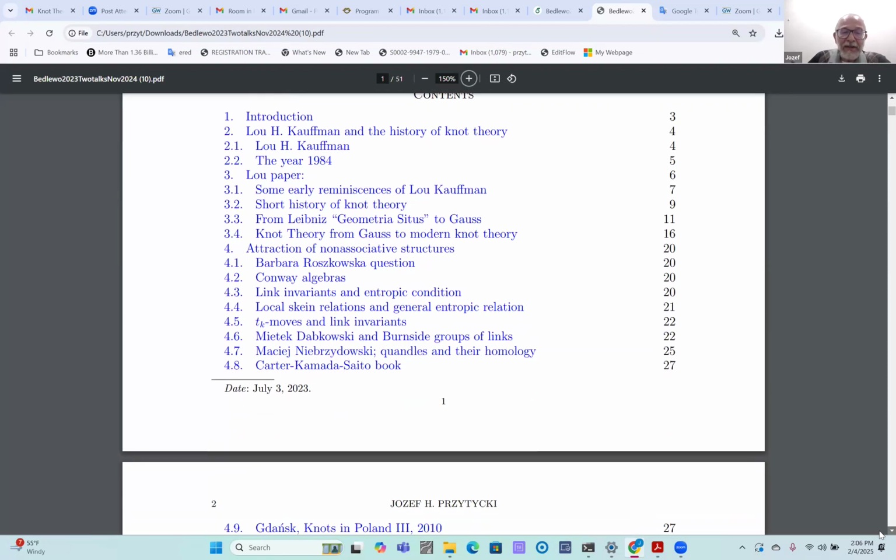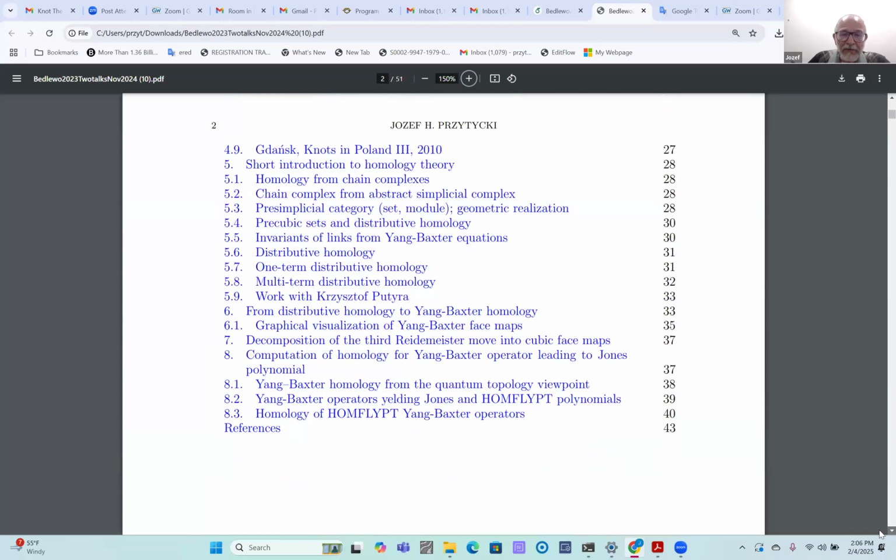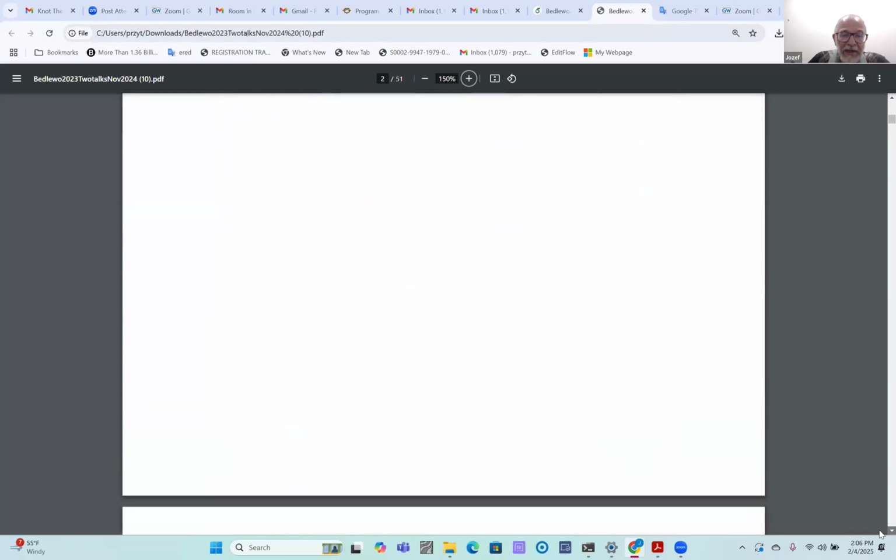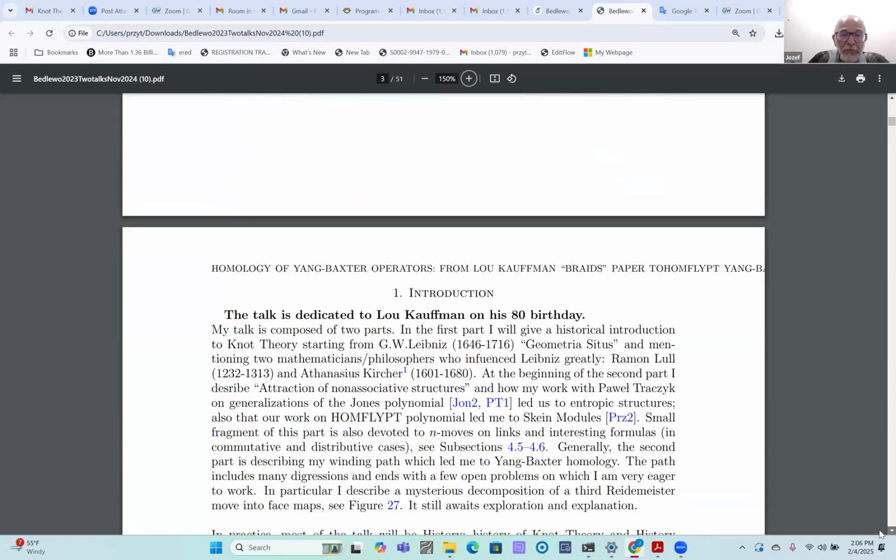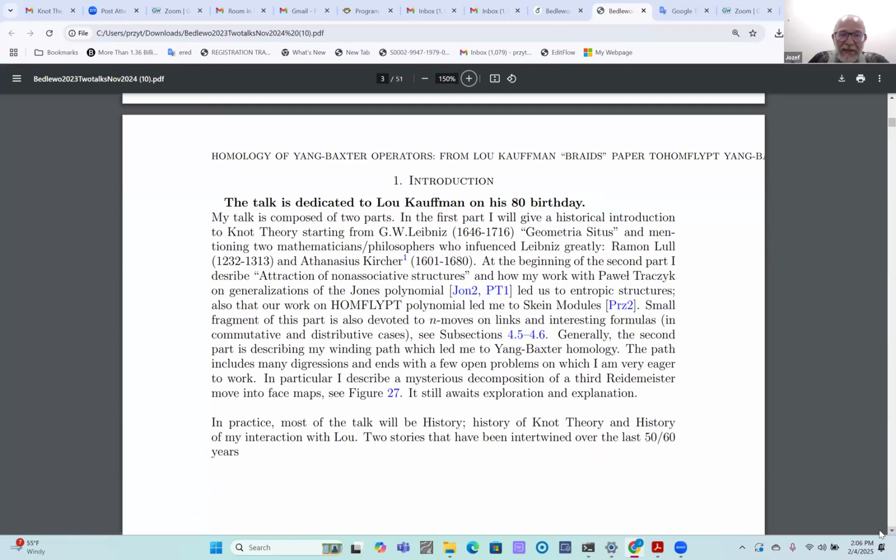I will mostly concentrate, you see, there are plenty of chapters, but of course I will skip over them mostly, and concentrate on things related to Lou Kauffman's 80th birthday. So anyway, as it's written here, maybe I will read this. My talk is composed of two parts.